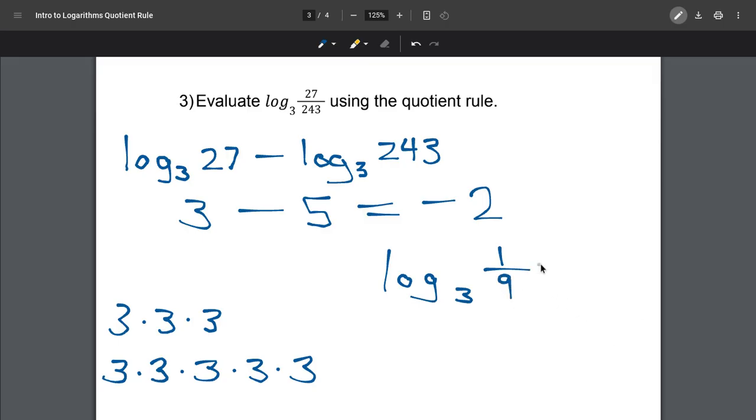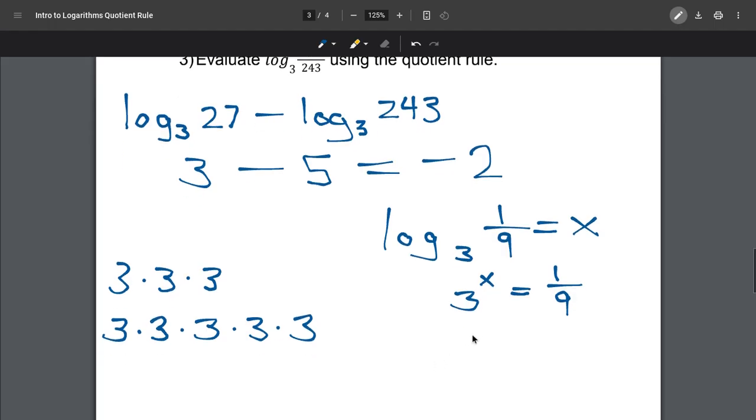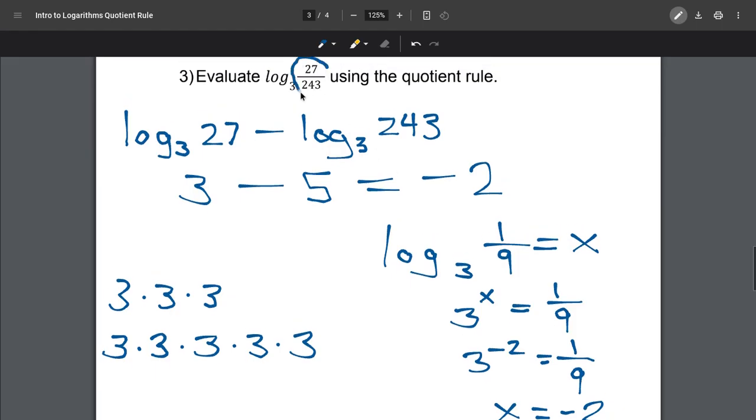So let's say we set this equal to x and we wanted to solve for x. Well, we'd say 3 to the x power equals 1/9. Well, 3 to the negative 2 power equals 1/9. So x must equal negative 2. So that's the non-quotient way of doing it, just reducing this fraction up here. But with the quotient rule, it's pretty elegant, pretty sweet, and we get negative 2 very easily.